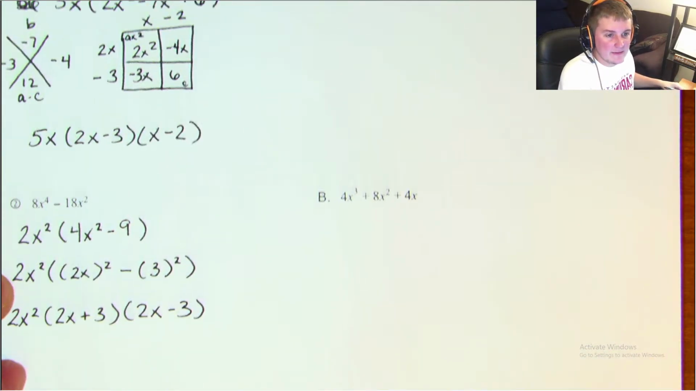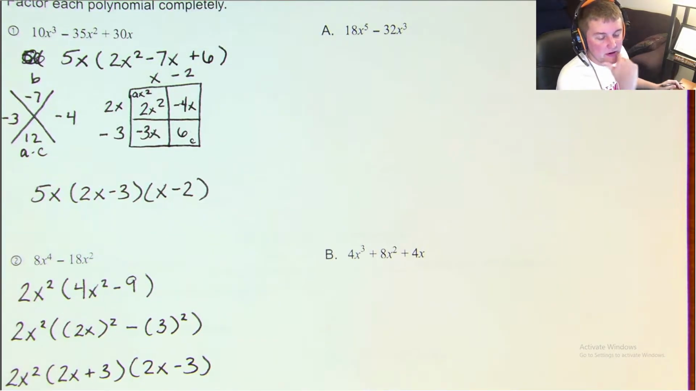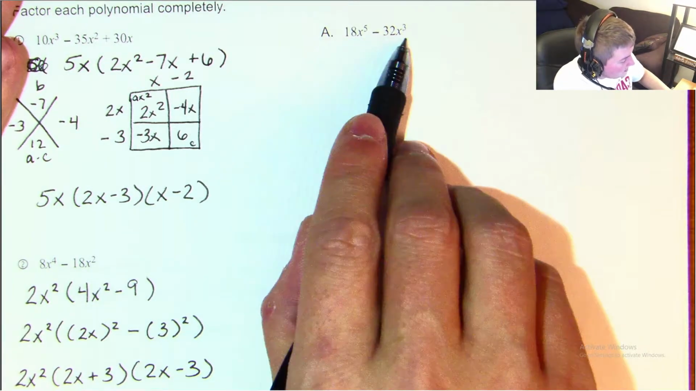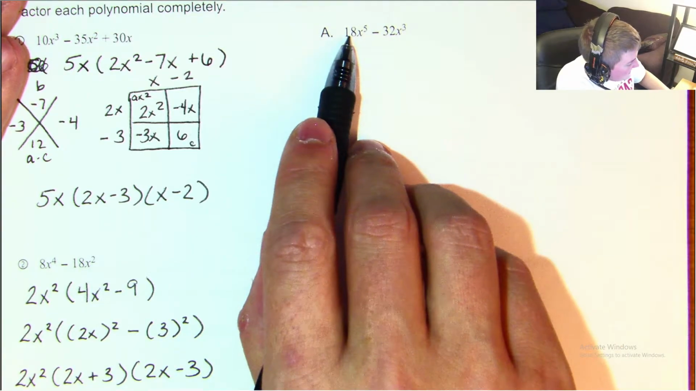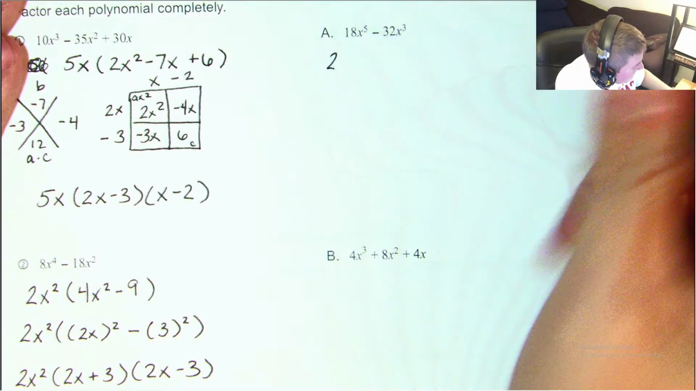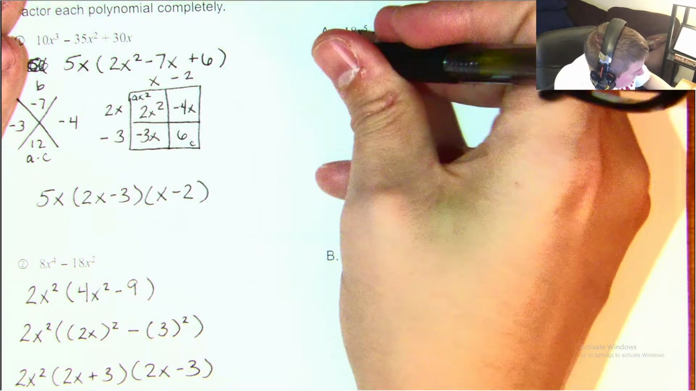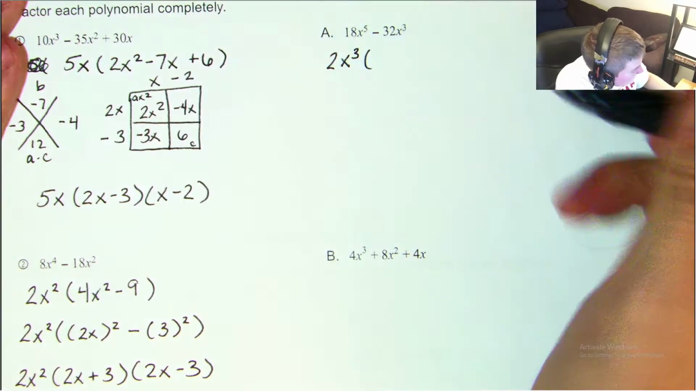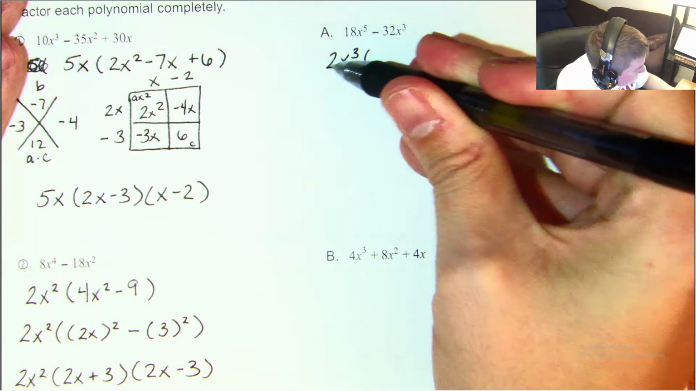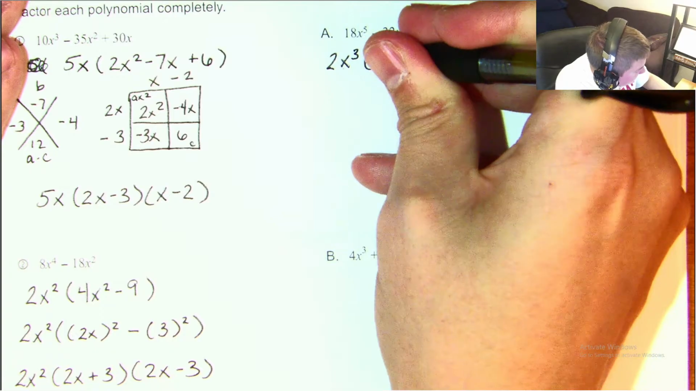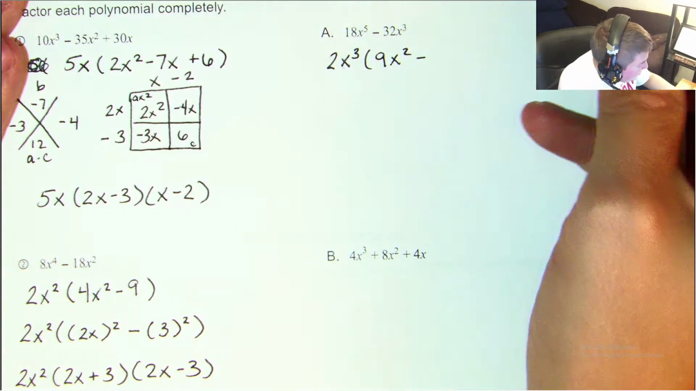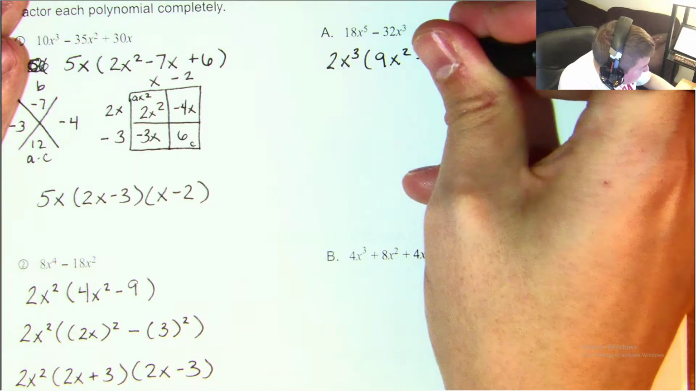So I'm looking at A. Okay, and I want to take a greatest common factor out of 18 and 32. So if I take a 2 out of each of those, I get 9 and 16. Each of these can have a 2 taken out, but they each have an x cubed at least in it, so I can go ahead and take an x cubed out. So 18x to the 5th divided by 2x to the 3rd is going to be 9x squared, and 32x cubed divided by 2x cubed is just 16.